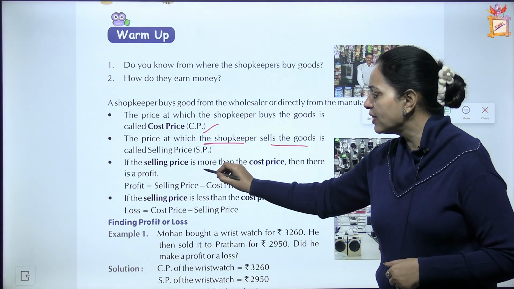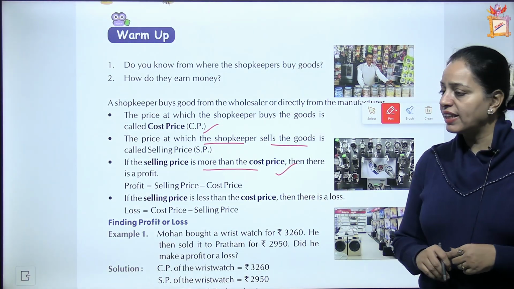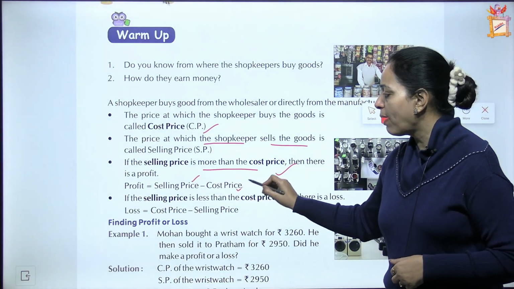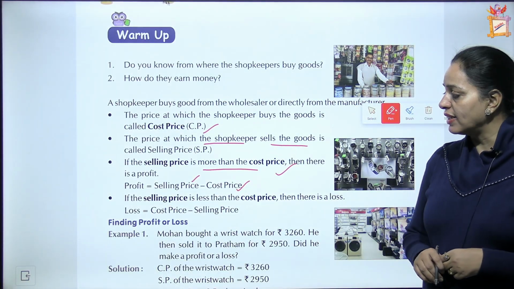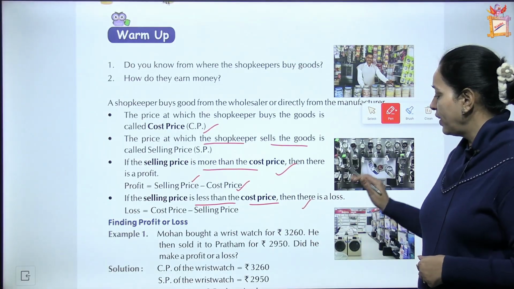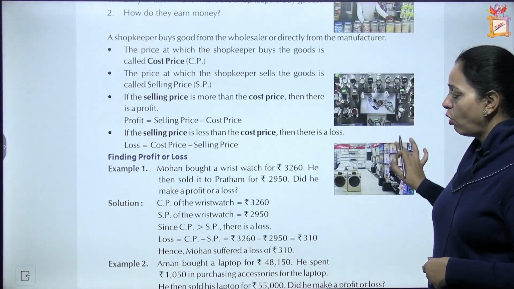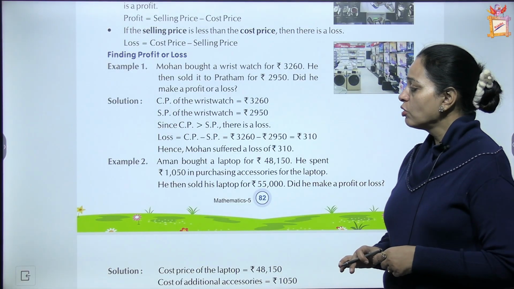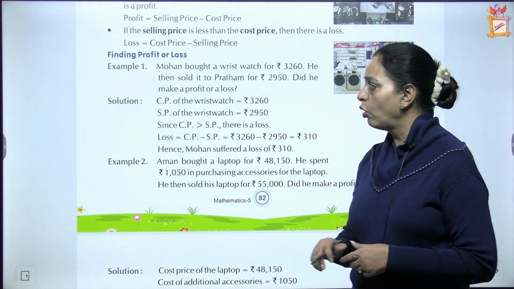If the selling price is more than the cost price, then there is a profit, and profit is selling price minus cost price. And if the selling price is less than the cost price, then there is a loss. So loss is cost price minus selling price. So now, finding profit or loss.